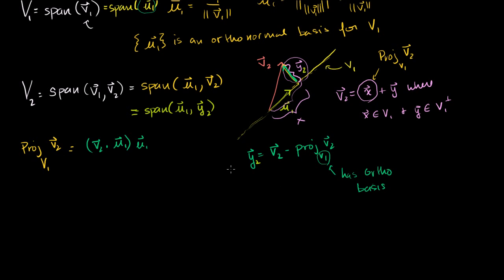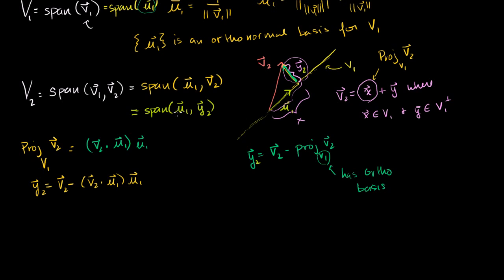So we can rewrite this thing right here, y2, this vector that I'm going to replace v2 with, is equal to v2 minus the projection of v2 onto the subspace v1, onto that line, which is just v2 dot u1 times the vector u1. And just like that, we've solved for y.